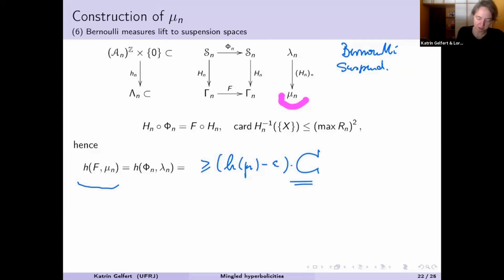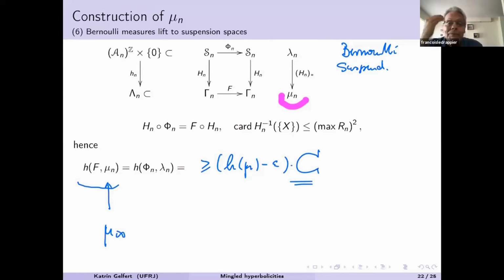But then you also need to show that these measures do converge and that the limit measure is ergodic. This can be done, and it's a bit more complicated. So let me stop here. Thank you.